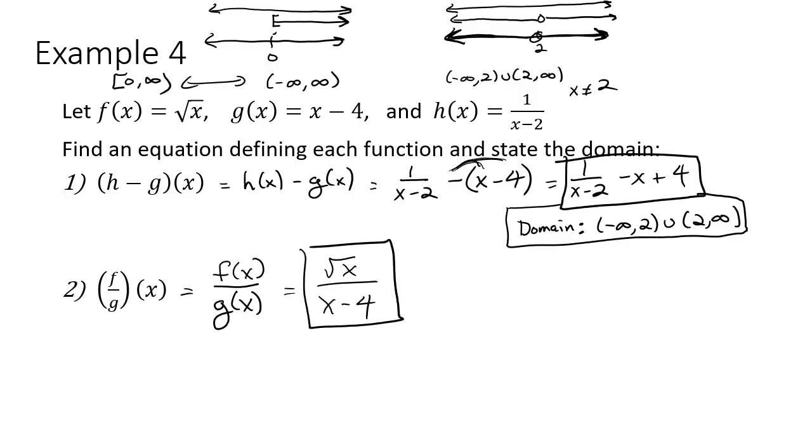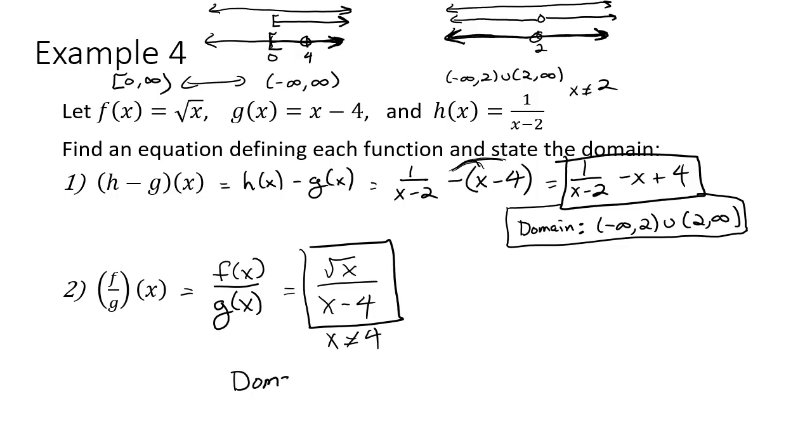So where these would overlap then is from 0 to infinity. If this were f plus g, f minus g, or f times g, this would be the domain. But because this is f divided by g, we also have to be careful to not divide by 0, which in this case happens when x is positive 4. So we're going to take this intersection, this overlap, and remove positive 4 from the domain.